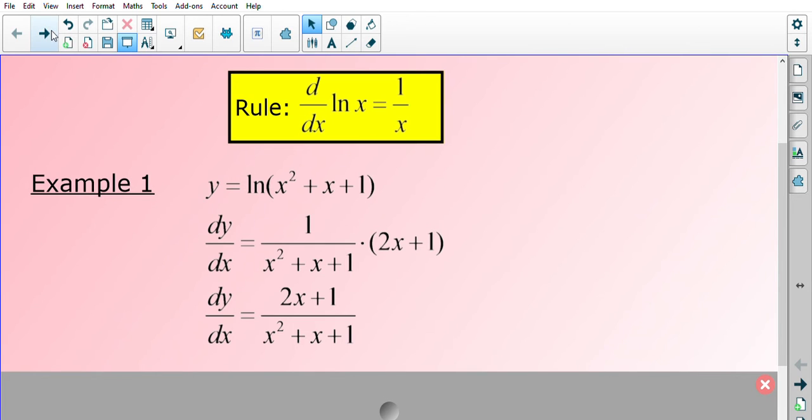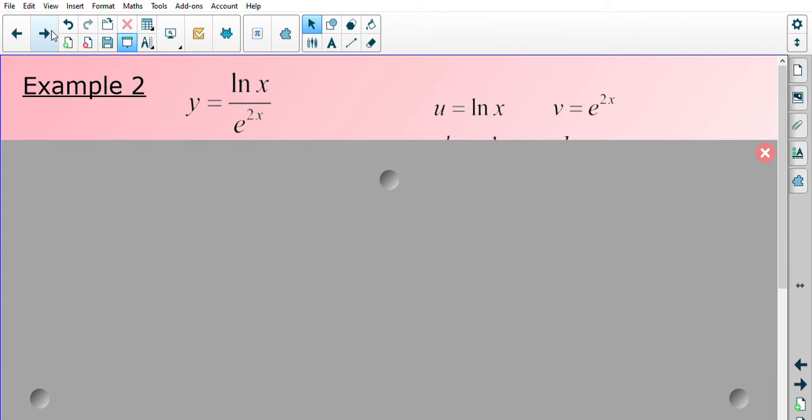Let's look at a second example, a bit more involved, and it will use the quotient rule. We're going to try to differentiate log of x over e to the 2x. I'm going to let u equal my log function, log x, and I'm going to let my v function be e to the 2x. The quotient rule means I need to differentiate both of these and use both of them.